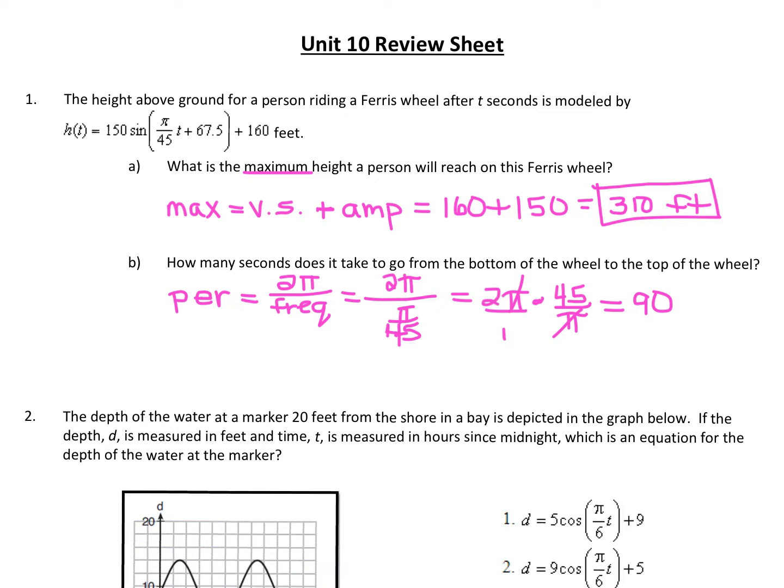So if it's going from the bottom to the top, it's only going halfway around. So we're going to take this period and we're going to cut it in half. So if you take 90 seconds and cut it in half, that tells you it's going to take 45 seconds to go halfway around. Okay, it's going to take 45 seconds to go from the bottom to the top.